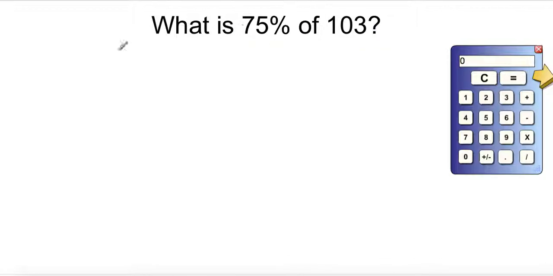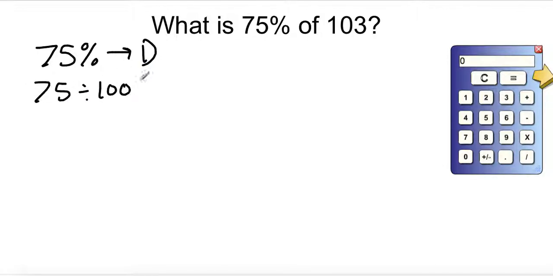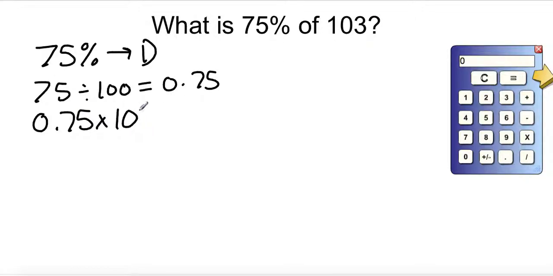Now, in this example, we could also use the decimal method, which means we're turning 75% into a decimal. The way that we do that is we divide 75 by 100 to give us 0.75. And we would multiply 0.75 times our subtotal, 103. And if I check my work over here, 103 times 0.75 gives me 77.25.